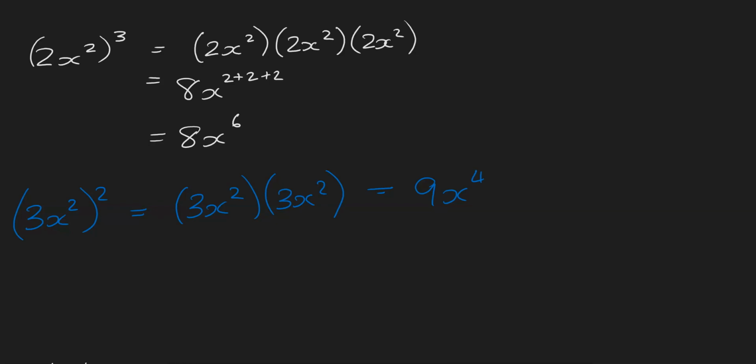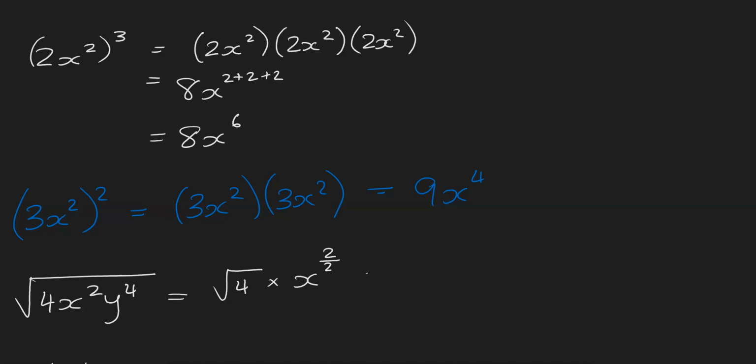Okay, and one more. We normally see these things with square root symbols. Square root symbols look like this, and let's just say we have something like 4x squared y to the power of 4, under the square root. Well, we can rewrite it as the square root of 4 multiplied by x to the power of 2 divided by 2 multiplied by y to the power of 4 divided by 2. The reason it's divided by 2 is that the square root symbol is pretty much saying some variable to the power of 1/2.